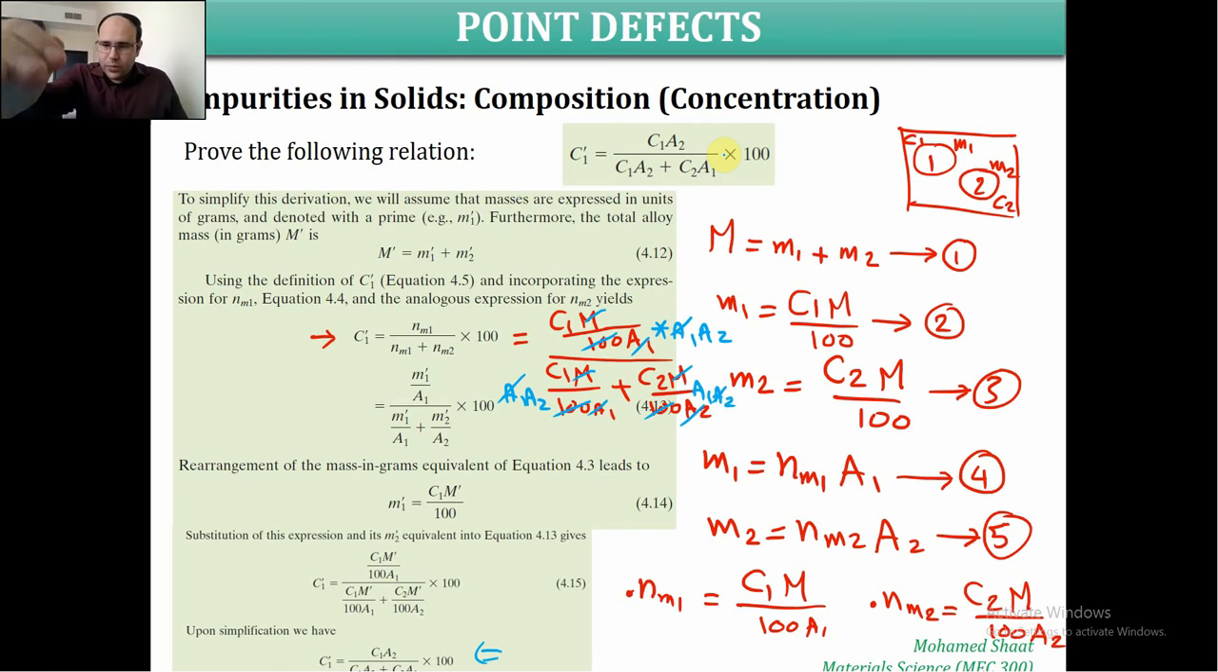So simply you're going to form these relations between the m1 and m2, and then determine the number of moles of element 1 and element 2. Then you can plug them into the expression that we defined for the concentration of element 1, or the element that we are interested in proving its relation based on the atom percent. Then you just do some manipulation of the mathematical terms, and you're going to end up with this expression, very simple. Make sense? So this is all that we discussed so far.